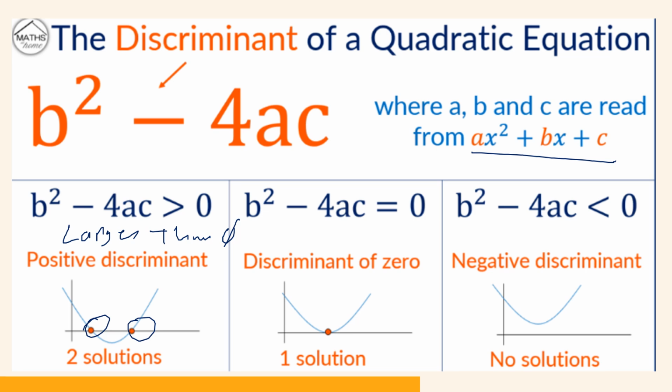If our discriminant is equal to 0, and remember the square root of 0 is 0, it's going to just have one solution. It's just going to touch it. And if it's negative, if it's less than 0, it's not going to touch or cross your x-axis, so we say there's no solutions.